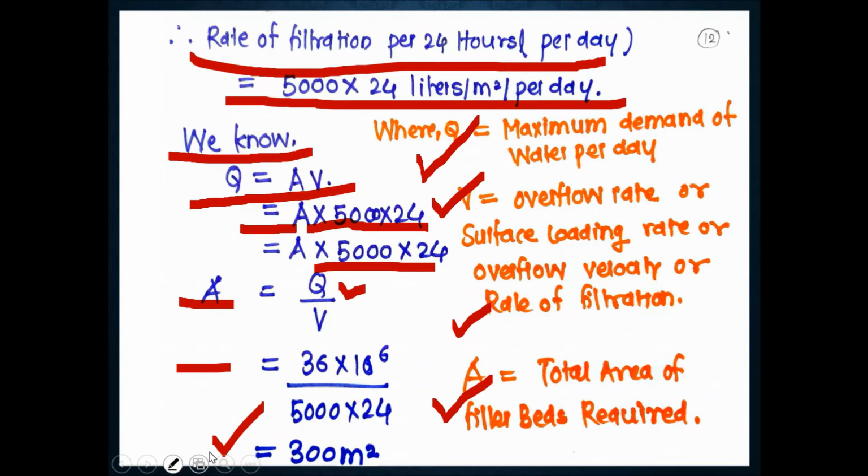But our work is not completed. We have to calculate the dimensions of every filter bed. We have to calculate the dimensions of every filter bed, meaning we have to calculate the length and width of the individual filter unit. So the value which you have got is the total filter area. Now per unit filter area, how to calculate, we will see.